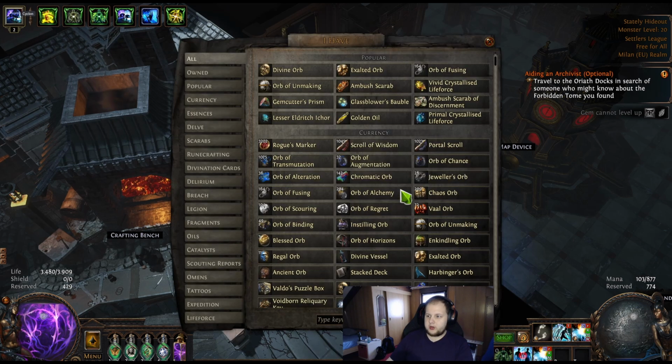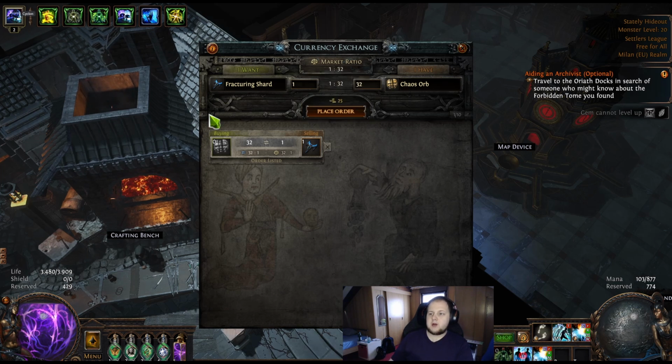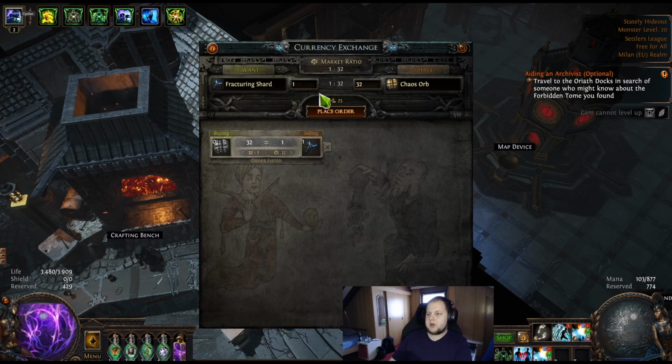Now, to note on this, the idea here is that we just created our own listing. So we are looking at what the buyer of our fracturing shard will see, and they will see this listing. They will see that there are people buying fracturing shards, and my 32 looks more appealing than the next 34. Now again, fracturing shards might not be the best example, as many people only intend to buy an orb, not a shard. But we will see how it goes.